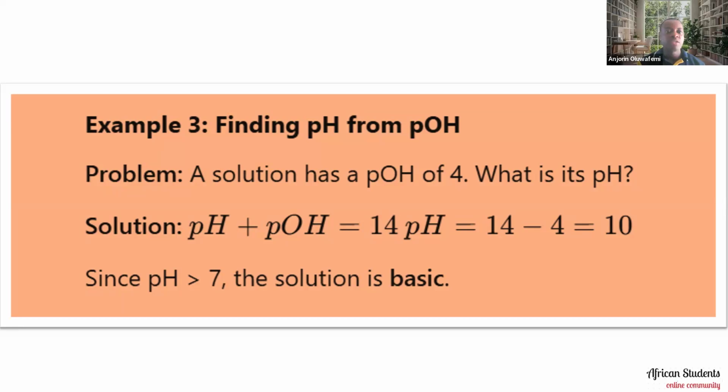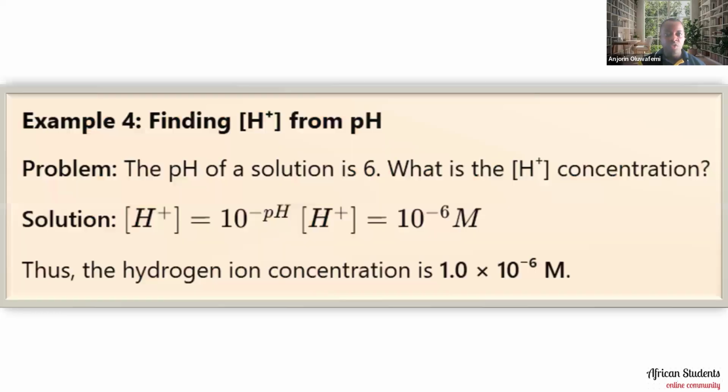Okay, all right. So let's look at the fourth one, finding hydrogen ion concentration from pH. Now, the pH of a solution is 6. What is the hydrogen ion concentration? If the pH is 6, what is the hydrogen ion concentration?